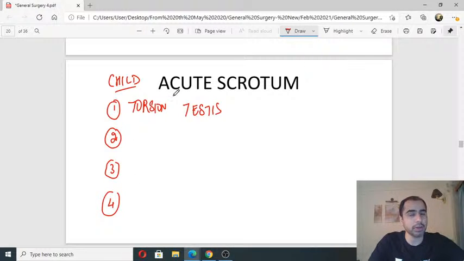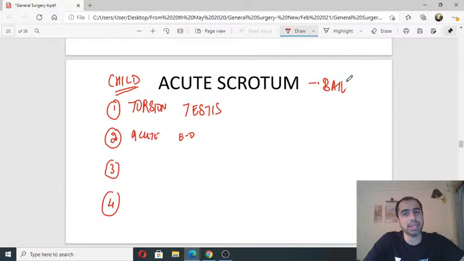Yes, any other cause of acute scrotum in a child? Epididymo-orchitis, of course. Any other? Acute epididymo-orchitis. Any other? Trauma. If it's trauma, then it's trauma. Then it's not going to be a differential diagnosis. Trauma does not cause acute scrotum. Trauma can cause hematoma. Done? Epididymo-orchitis is given. Any other cause? Any other cause given in Bailey? Bailey has given 5-6 causes. Some are vague, some are important.